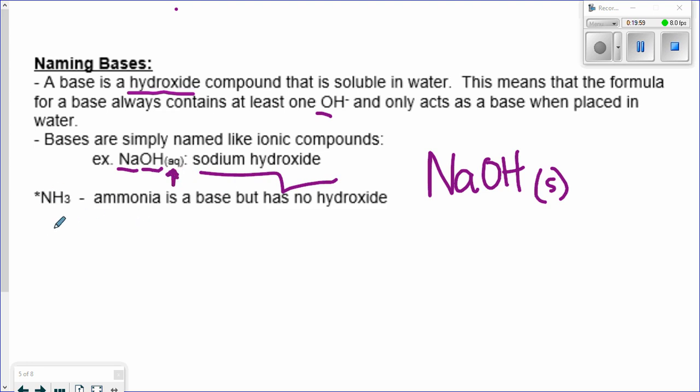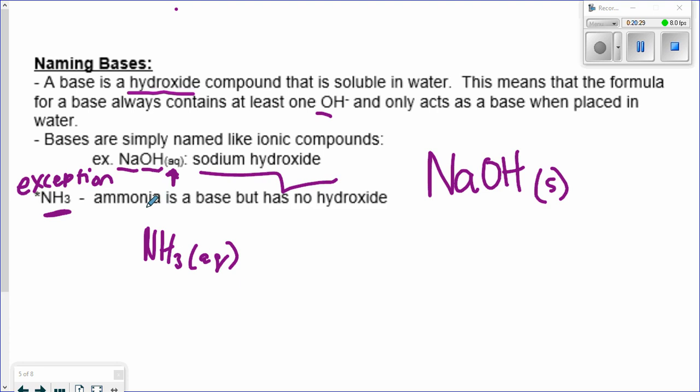So kind of one of our exceptions is ammonia. So NH3, this is one of your memorized molecular compounds. Ammonia acts as a base but has no hydroxide. So again, you'd see it as NH3, and we just name it the same way that we've named it before. So NH3 being ammonia, not nitrogen trihydride or anything like that.